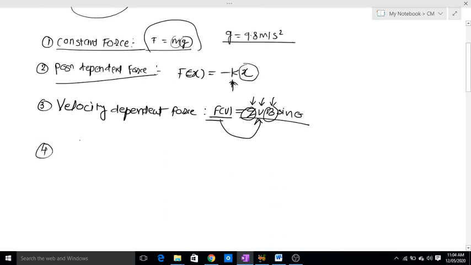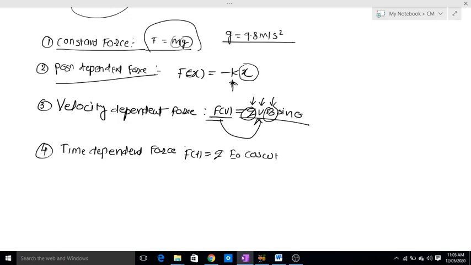Now the fourth one, time dependent force. The force which depends on time, that force is nothing but a time dependent force, for example cos of omega t. These are the four types of forces. तो ये force के types.